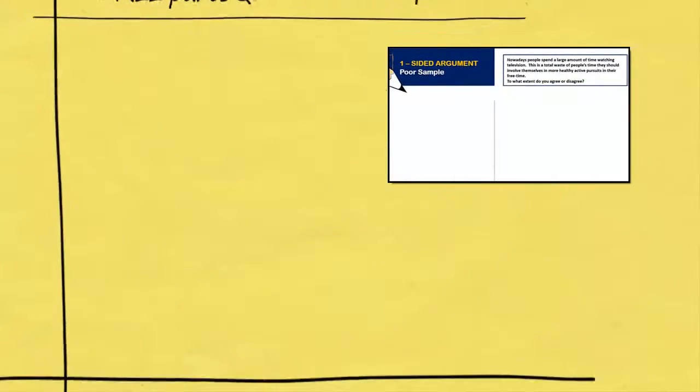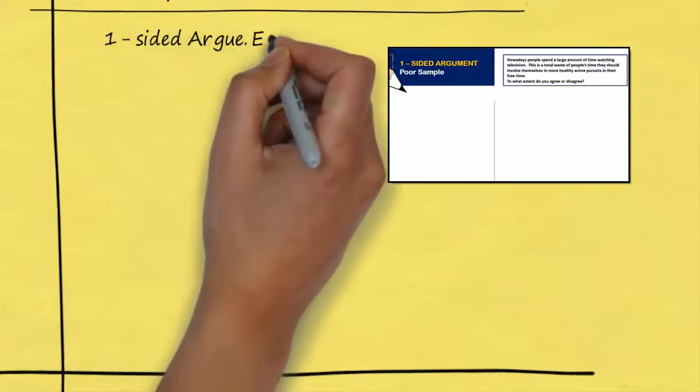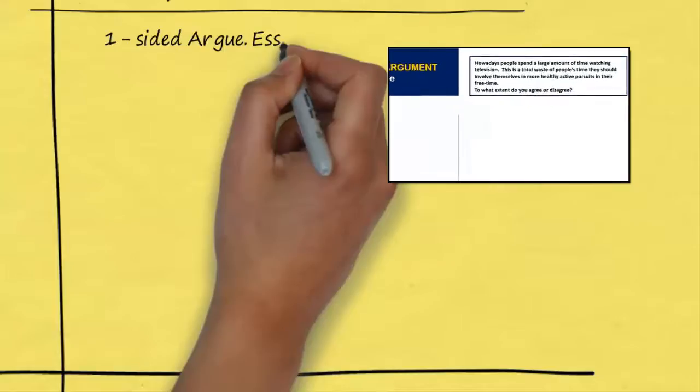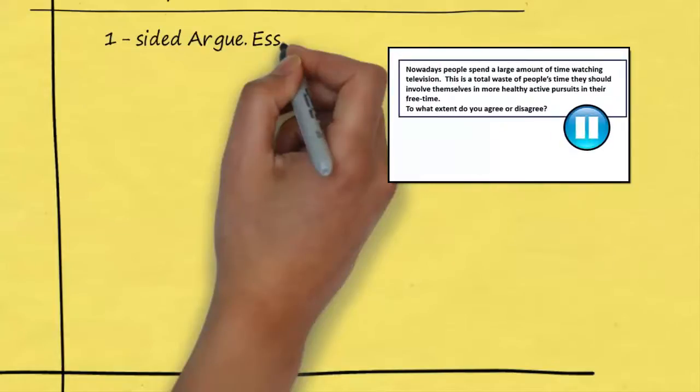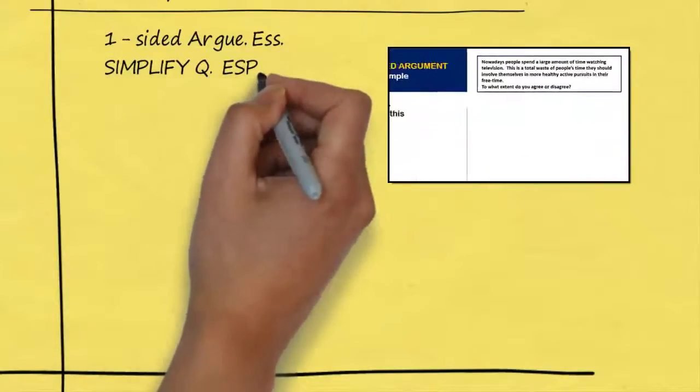We'll start with the easier one, which is the one-sided. This is a poor sample as well, so we're going to be looking for mistakes. Of course, the first thing, just so we're clear, what is the question? So spend some time reading the question. So it's obviously about television. Remember, one good way to make sure you're on topic and your argument's relative is to simplify the question. So this question is about that TV is no good and people should do active things instead.